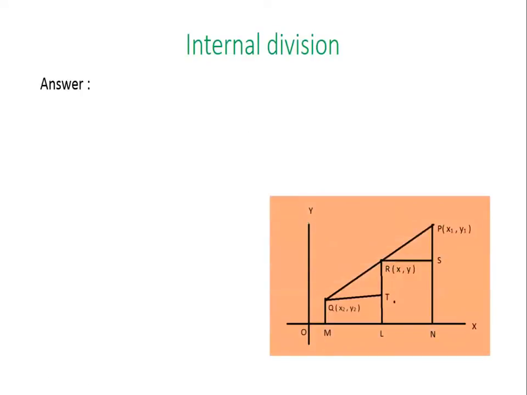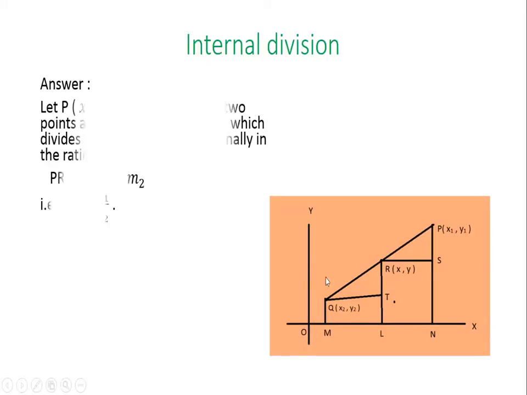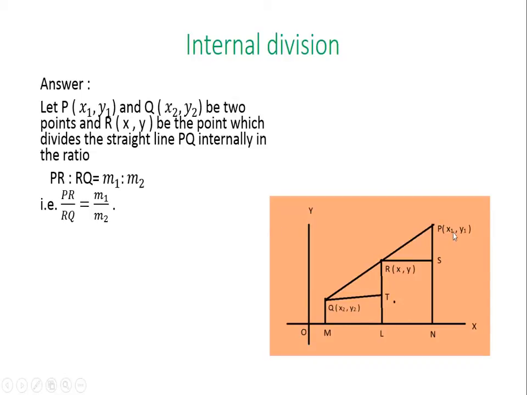For this, at first, we draw a figure where this is the x-axis and this is the y-axis, intersecting at the point O. Here O is the origin. The coordinates of P are x1, y1, and the coordinates of Q are x2, y2. Let P and Q be two points and R(x, y) be the point which divides the straight line PQ internally in the ratio PR to RQ equal to m1 to m2.